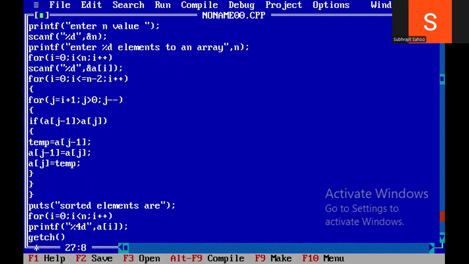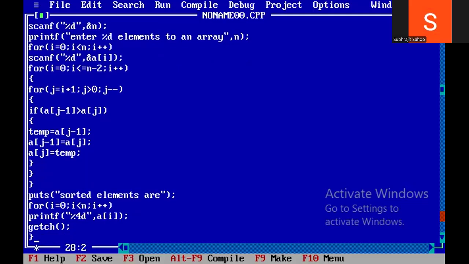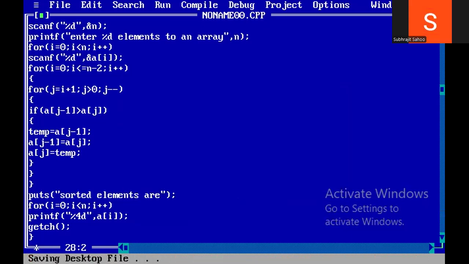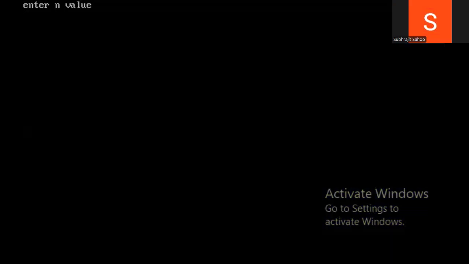Getch function and closed. Alt F9. Sir, any error? No error. Error free program, Control F9. What is it asking, sir? Enter n value. I'm entering 5. Enter 5 elements into the array. Immediately you have to enter the 5 elements.